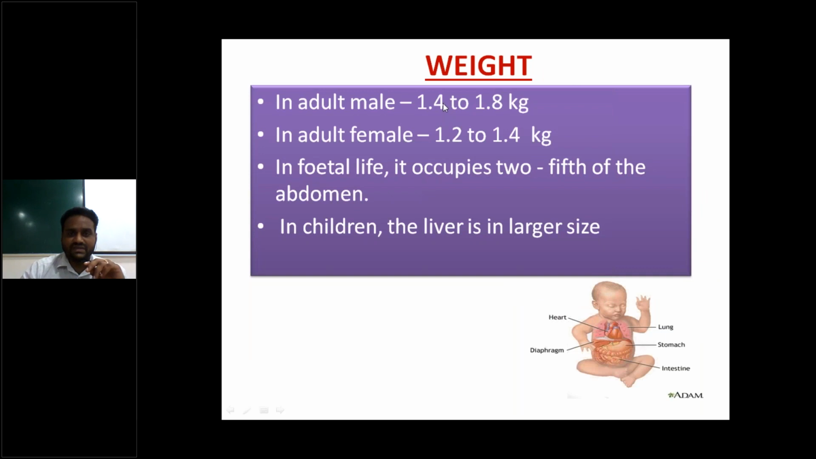Now these are the measurements of the liver, the weight. In this slide we can highlight that in fetal life it occupies 2/5 of the abdomen. In children the liver is large in size, so this point we can highlight. So in fetal life it occupies 2/5 of the abdomen. In this picture we can see.